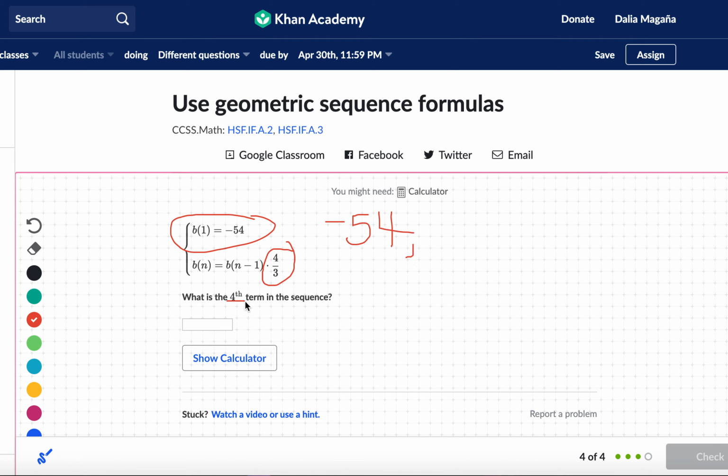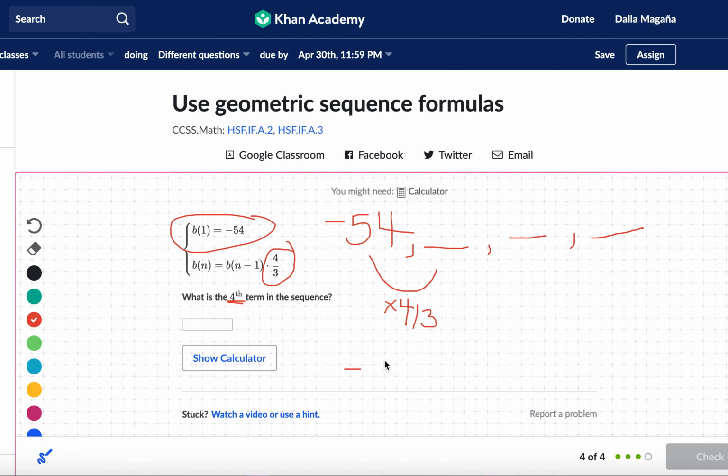And they want me to find the fourth term. So this is 1, 2, 3, and 4. And this right here at the end of all this stuff is telling me to multiply 4/3 to get the next term. So I have to multiply negative 54 by 4/3. Let me write it down in order to get the next term.